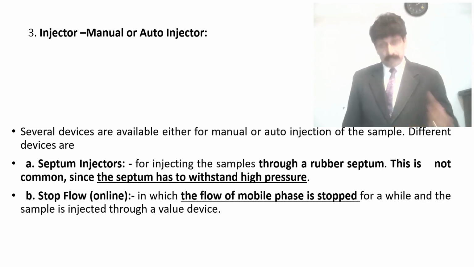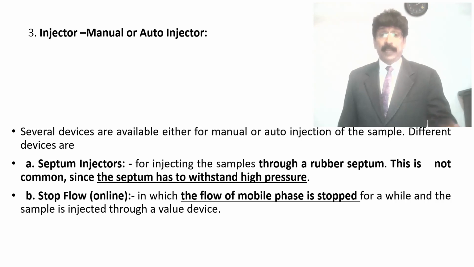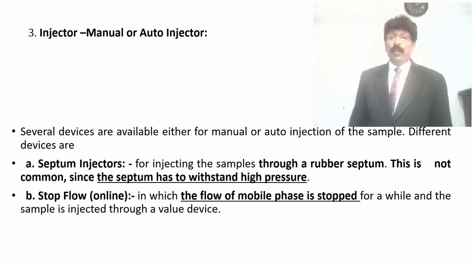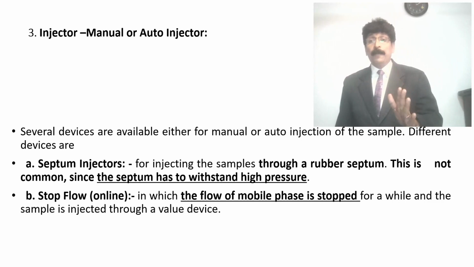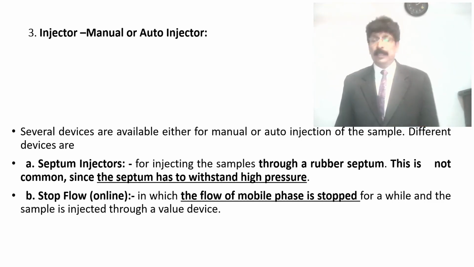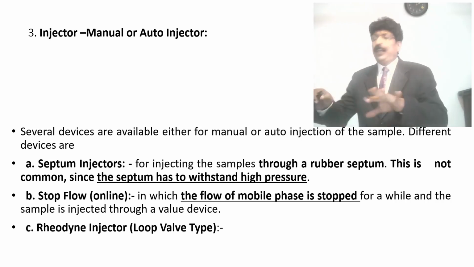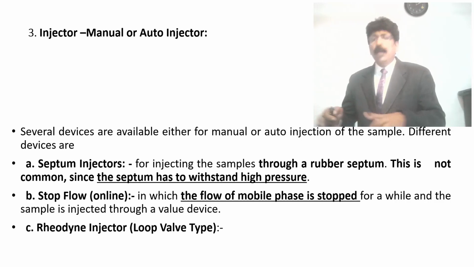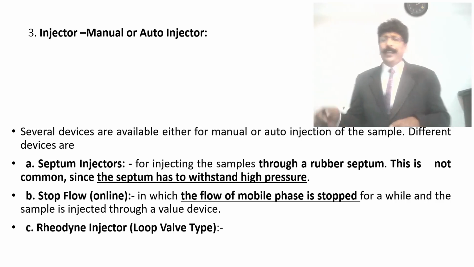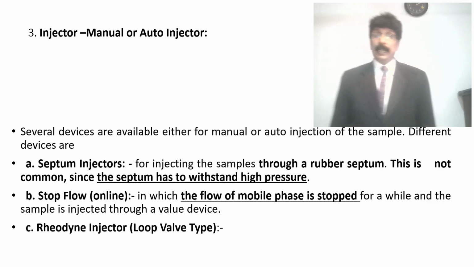Stop flow: stopping the flow online and then injecting, so the mobile phase flow is stopped for a while and the sample is injected through a valve device. That is one type. But this one is very good and interesting. This is normally available in HPLC: the Rheodyne injector, loop valve type. There will be a loop already, and in the computer you can feed 20 microliters or 10 microliters or 5 microliters, whichever you want. According to that, it will supply directly to the column.